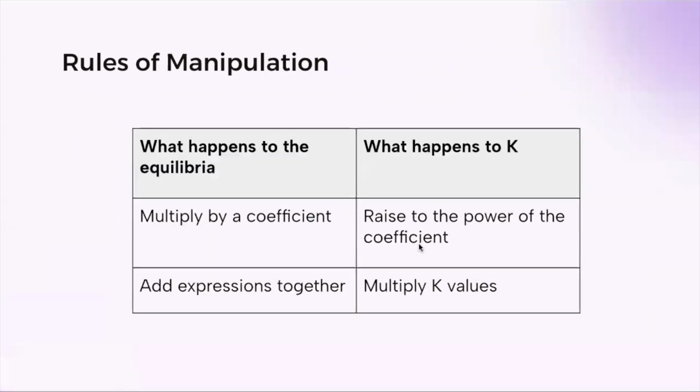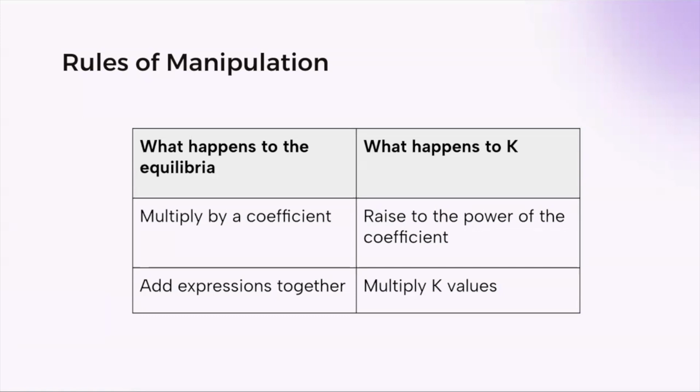Okay, so there are two main rules. You can kind of divide this into three rules, but I feel like it's easier to just explain it in two. The rules are also different than when you're multiplying steps of a reaction in thermodynamics and trying to get the delta H. So if we multiply an equilibrium expression by a coefficient, for instance, multiply it by 2 or multiply it by 5, you raise the K to the power of that coefficient.